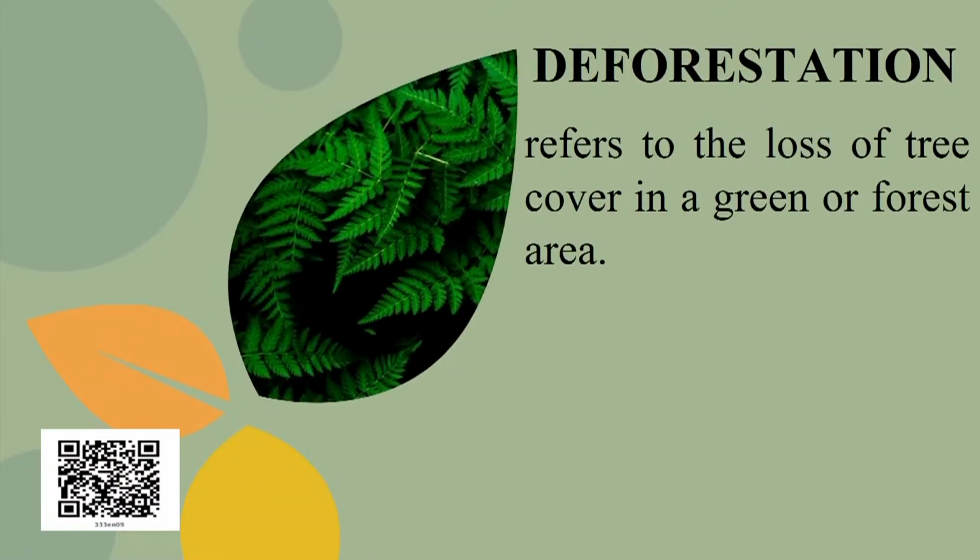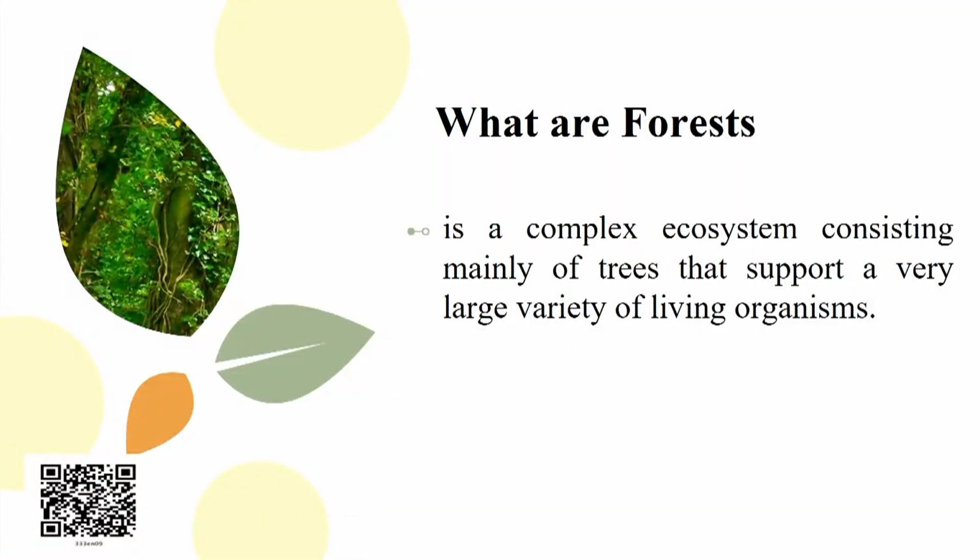So first we will talk about what is deforestation. In general, we refer to deforestation as the loss of tree cover in a green or forest area. Approximately 1/3 of the Earth's total land area is covered by forest. Forests have rich flora and fauna that evolved over millions of years, and forests are ecological as well as socio-economic resources. So when we define forest, forest is a complex ecosystem consisting mainly of trees that supports a very large variety of living organisms.